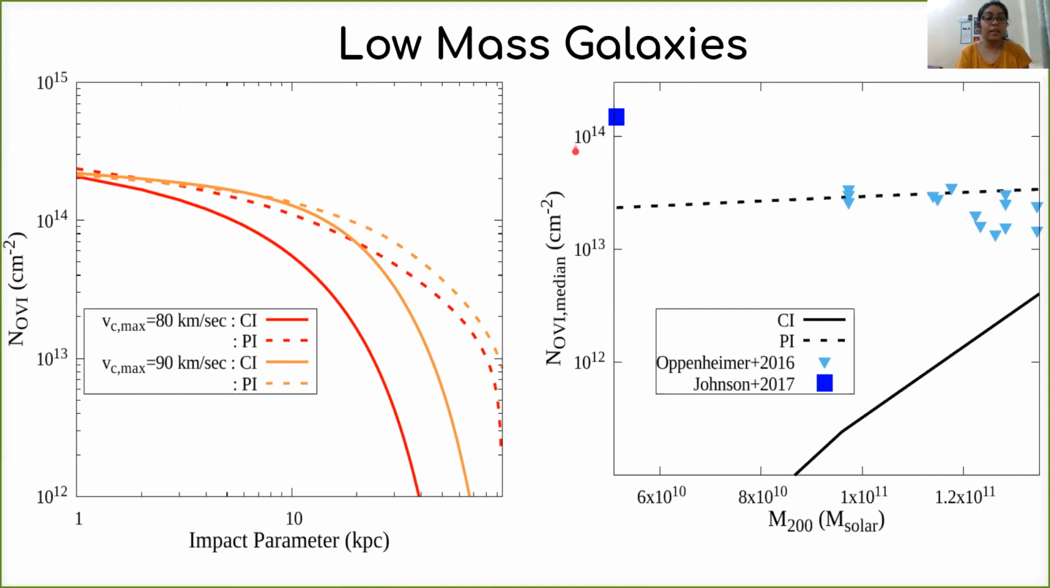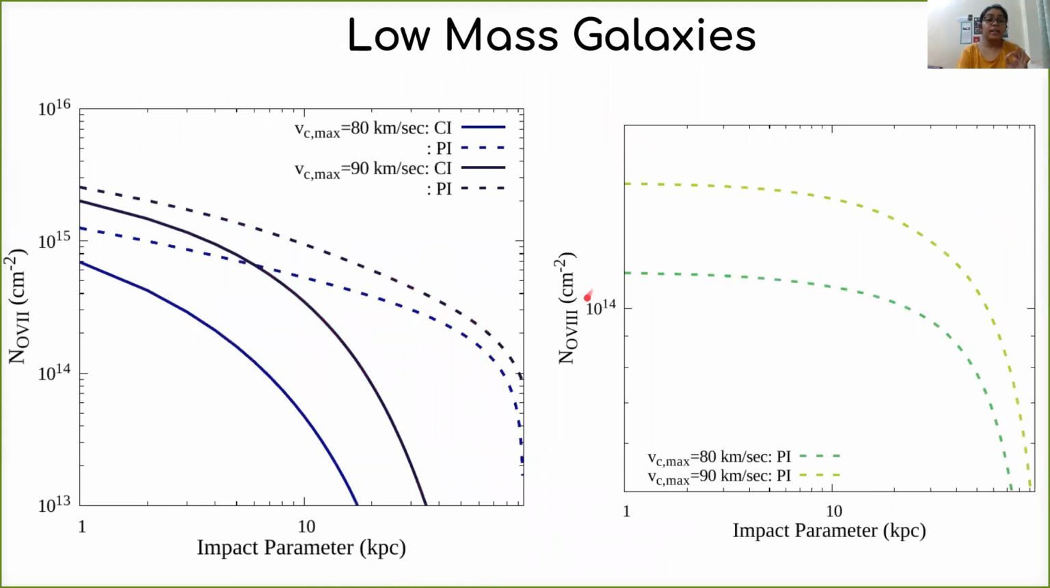The largest effect of photoionization is on the O VIII ion, which does not produce any measurable absorption in the collisional ionization case because the virial temperature of a low mass galaxy is pretty far from the favorable collisional ionization temperature for O VIII. So, photoionization is necessary to produce a significant amount of O VIII. Therefore, we propose that for low mass galaxies, O VIII can be a possible diagnostic for the effects of photoionization.